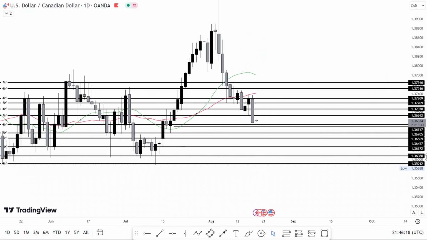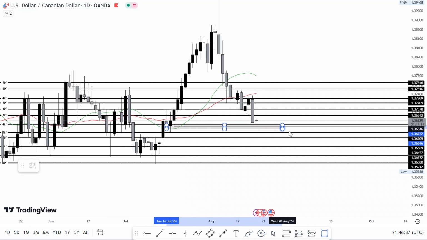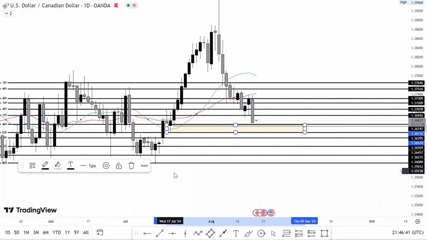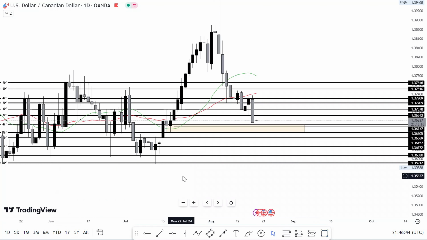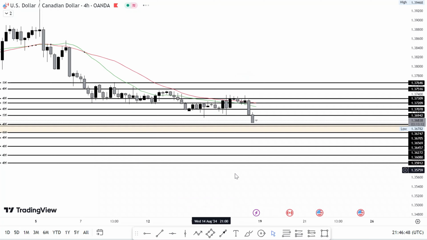Now on the daily time frame, we also see that we are having bigger sell candlesticks in the market, bigger bearish candlesticks. And also we can observe that price is approaching this support level. Price is approaching this support level. Let me change that color to orange. Price is approaching this support level. So I'm going to go down to the 4-hour time frame.